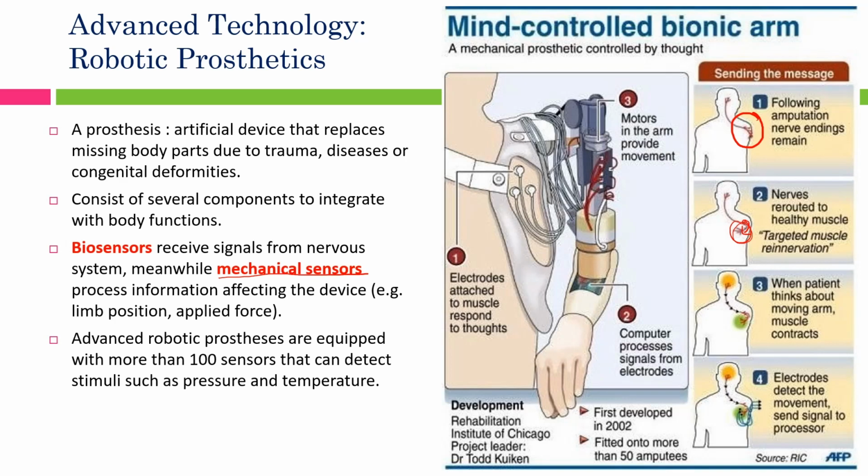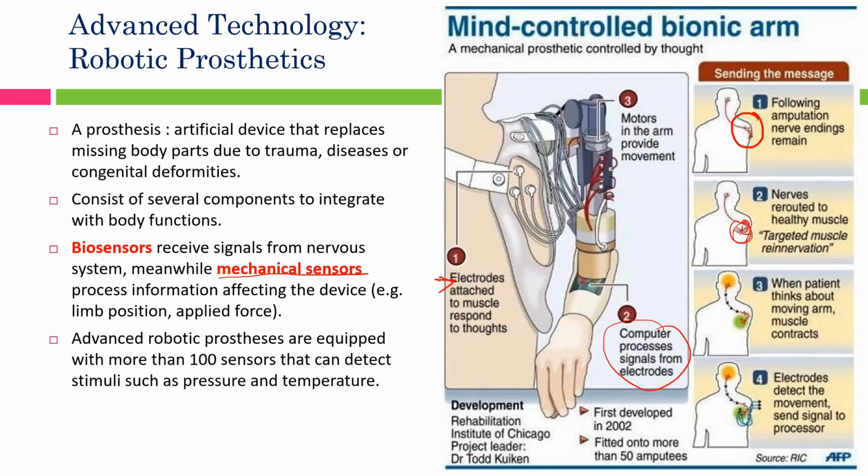Now when patients think about moving their arm, the muscles contract. The electrodes attached to the muscle respond to the thought, because they pick up the activity of a neuron. When patients think about moving their arms, that triggers transmission of impulses along the neuron, picked up by the electrode. The electrode detects the movement and sends the signal to a processor. The computer processes the signal from the electrode, and then the motor in the arm provides the movement.